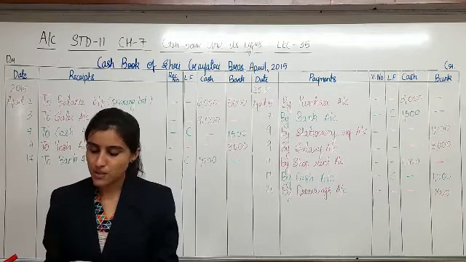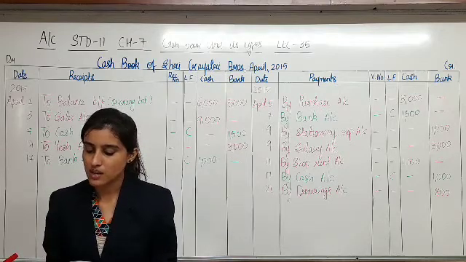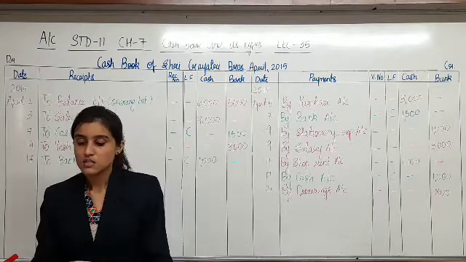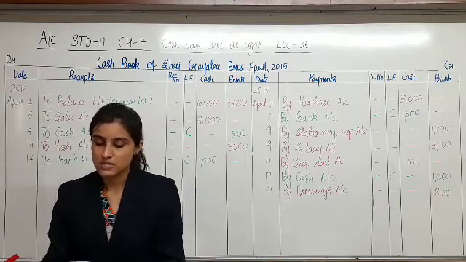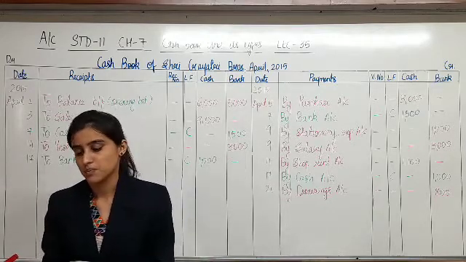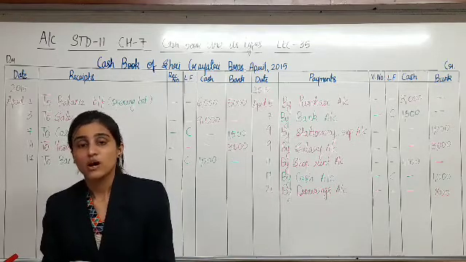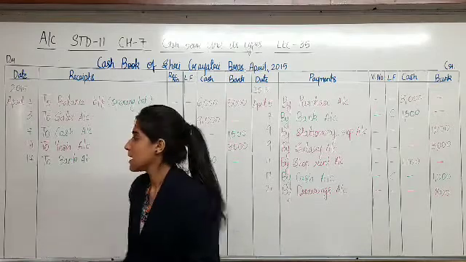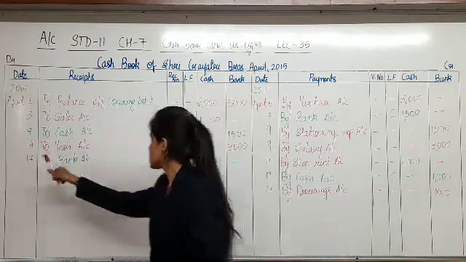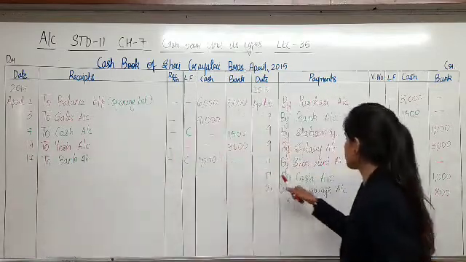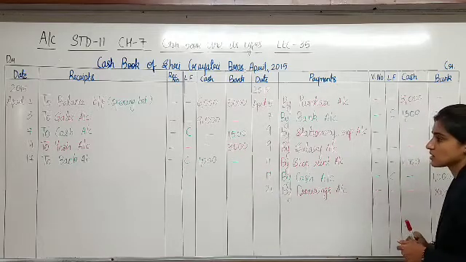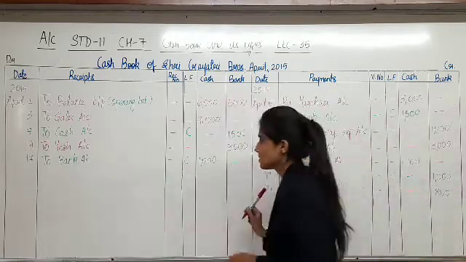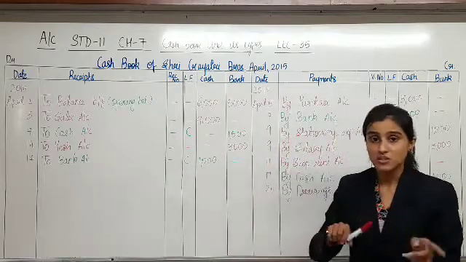On 23rd of April, it says fire insurance premium paid. See, this transaction is related to the transaction on 17th of April. You have taken cash on 17th of April from bank. See this contra transaction. But you have not paid fire insurance premium on the same date. You have paid it on 23rd.